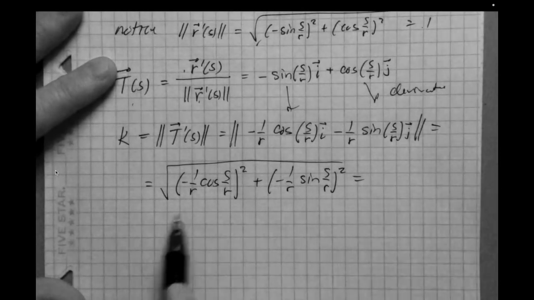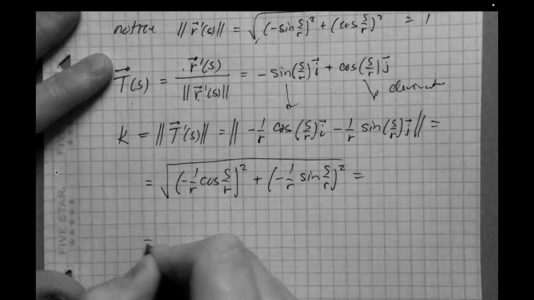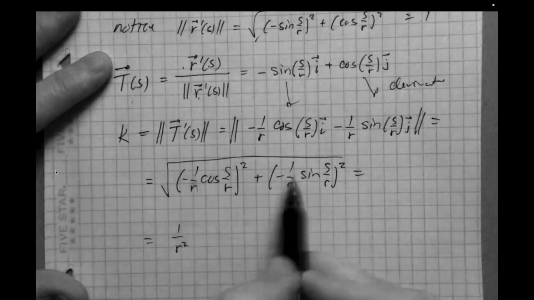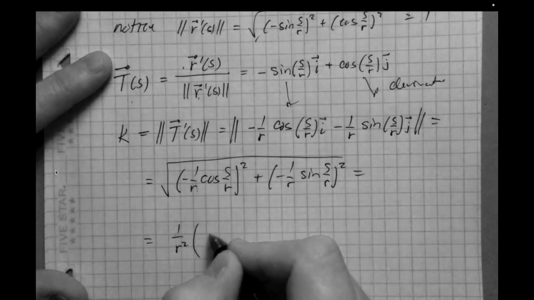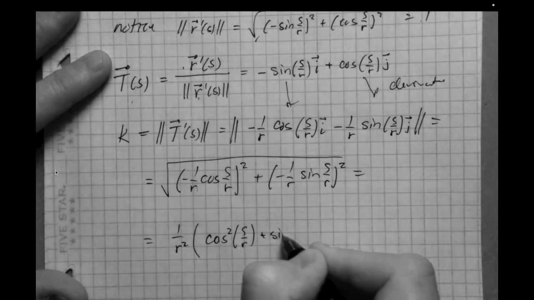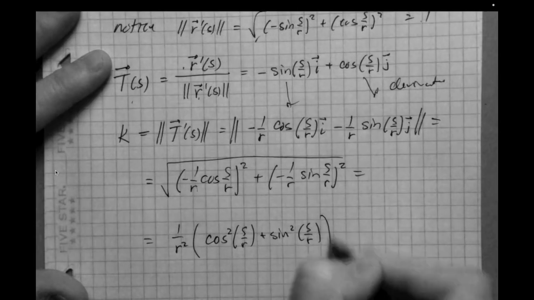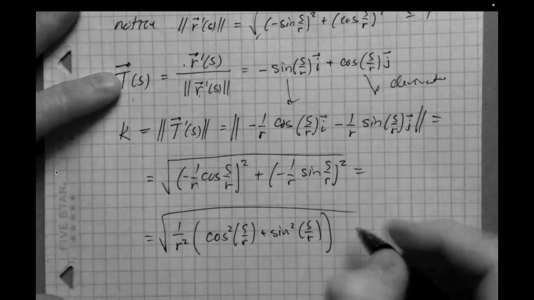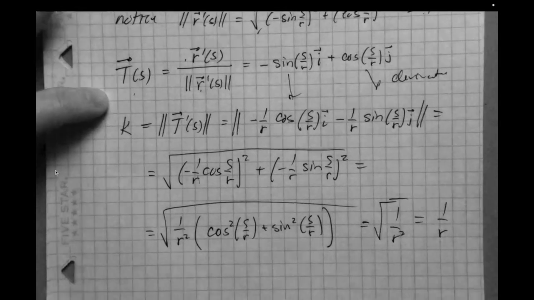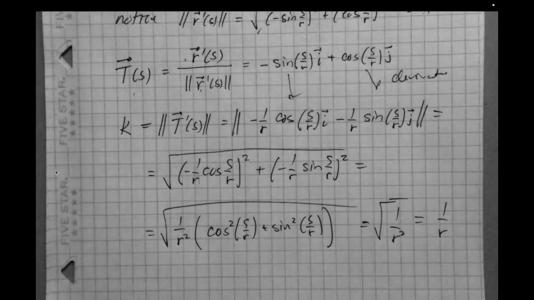Okay. And very nicely we can rewrite this, right? So this would be 1 over r squared, and I can factor that out of both of those. Then what I get is cos squared s over r plus sine squared s over r. And of course that's equal to the square root of 1 over r squared, which gets us 1 over r. So the curvature here is 1 over r, which is what we set out to show. That's what we set out to demonstrate.